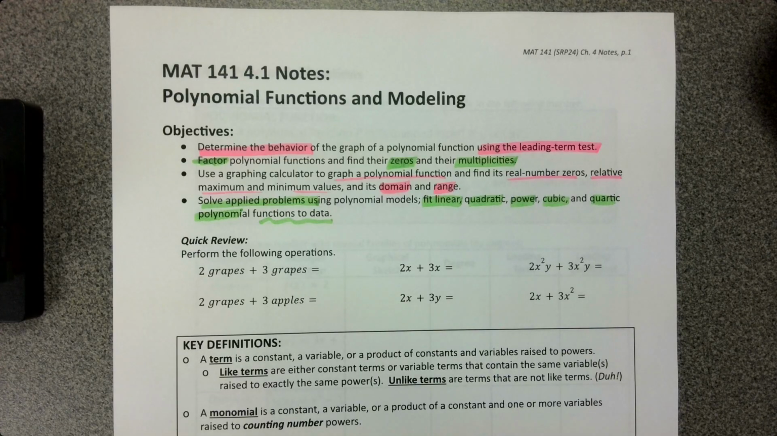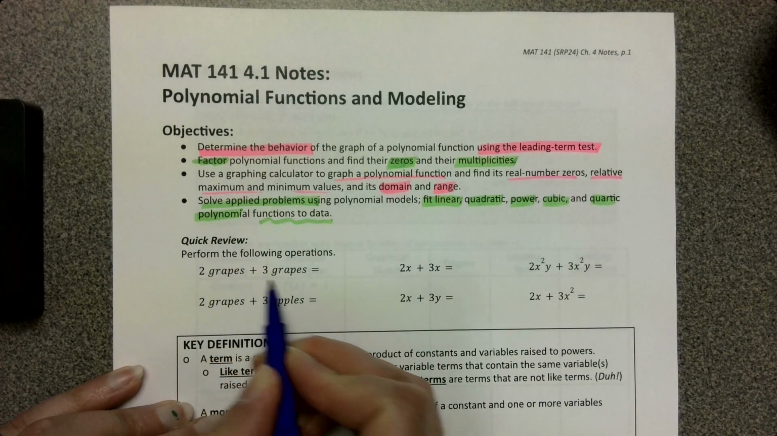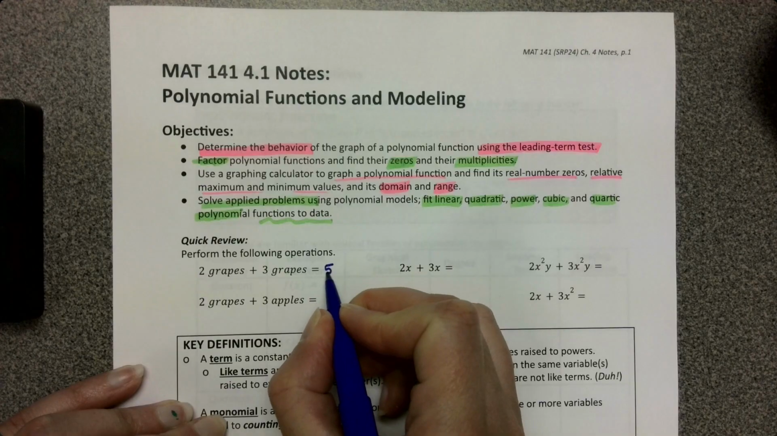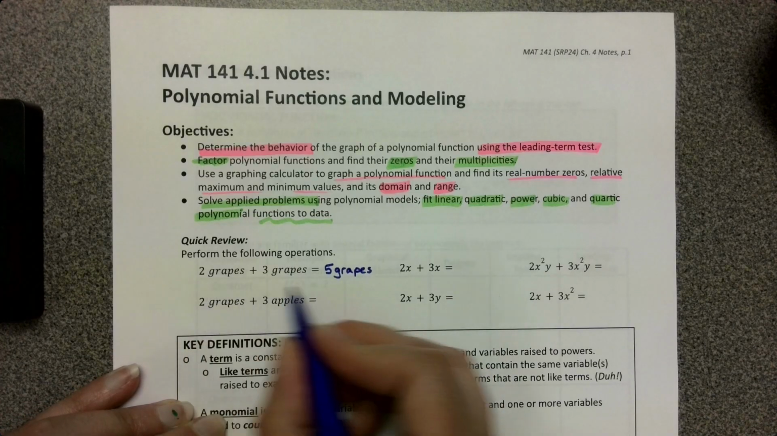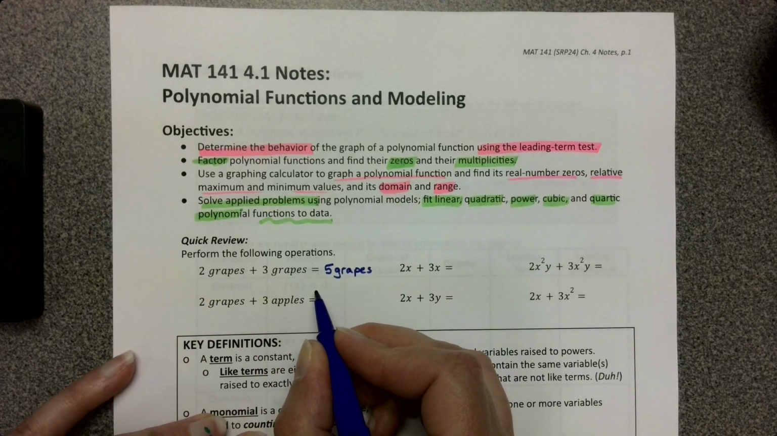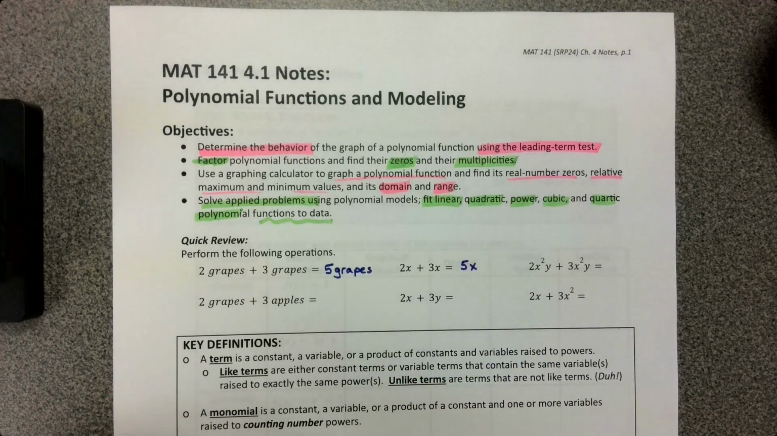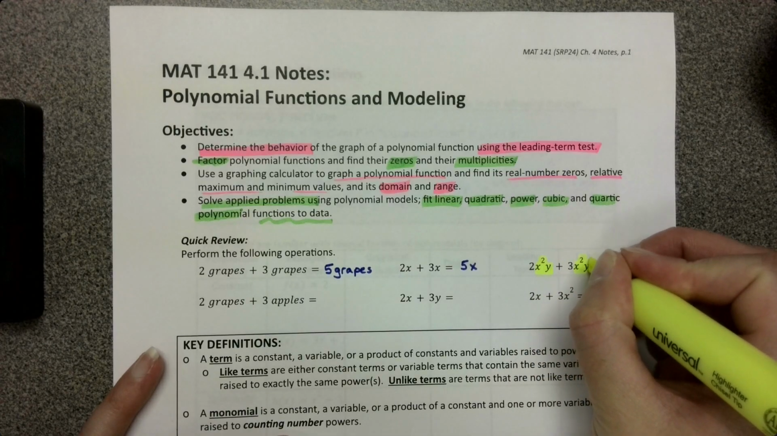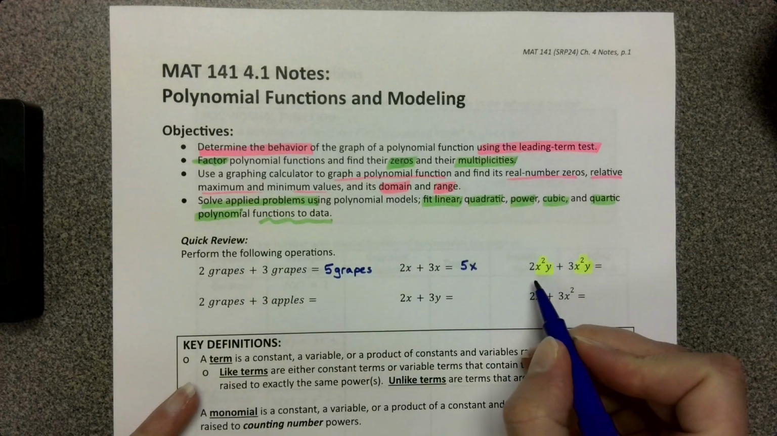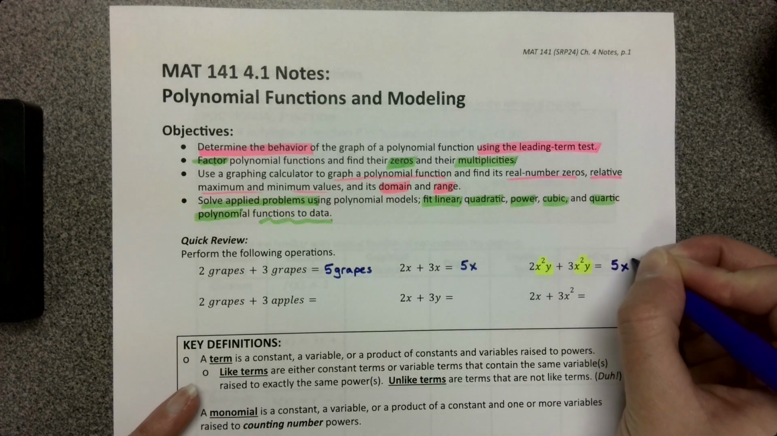First, we've got ourselves a quick review about some operations here. If you had to add 2 grapes plus 3 grapes, hopefully you'll agree with me that you're going to end up with 5 grapes. And that leads us to the idea of the operation about adding like terms. Similarly, 2x plus 3x adds to 5x. And in the next one, 2x squared y plus 3x squared y is similarly going to add up to 5x squared y, since the variable portion is exactly the same for both x squared y's. So I'm going to end up with 5x squared y.